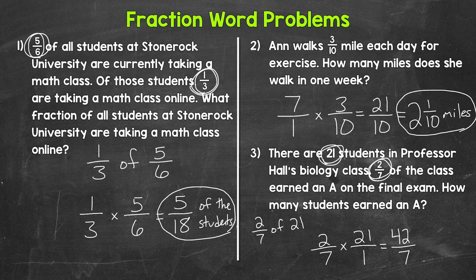So let's convert this to a mixed number. We need to divide the numerator, 42, by the denominator, 7. 42 divided by 7 gives us 6. And we hit 42 exactly. We don't have a remainder. So we end up with a whole number here. 6 is our answer. So how many students earned an A? 6 students.